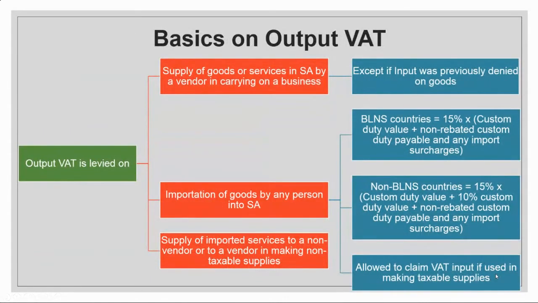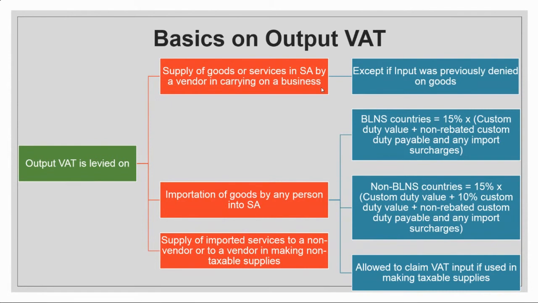Now let's look at the output VAT, the basics on output. Now, firstly, there's 3 instances when output VAT will be levied. Now, the first one is our supply of goods and services in South Africa by a vendor carrying on a business. Now, it's very important that you see it is in carrying on a business. If I use it for my own personal expenses or for hobbies, that is not carrying on a business, then I should not be raising the output VAT on it. Okay, because then it's not a supply that relates to my business.